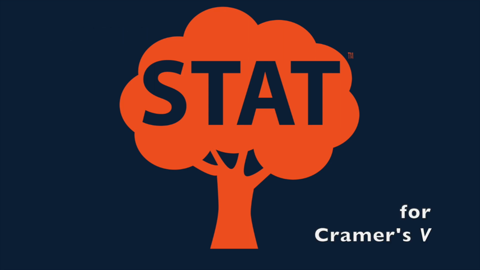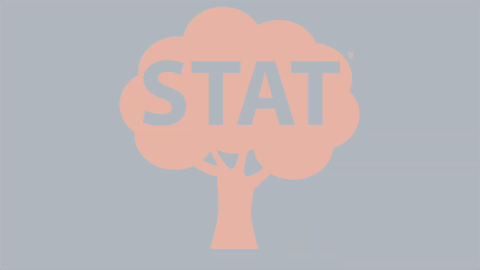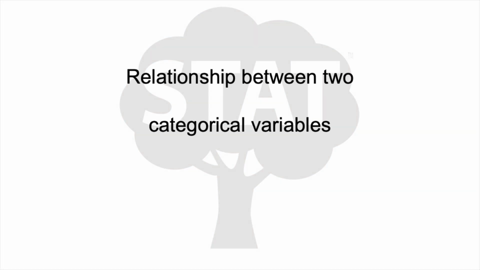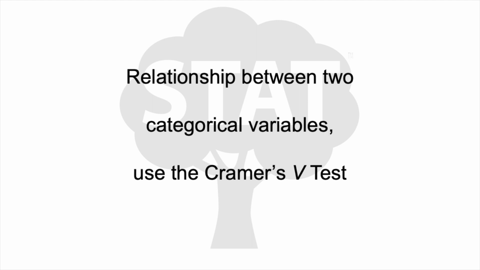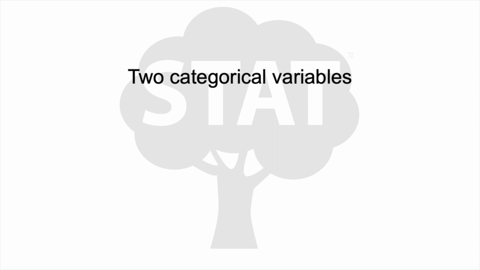Welcome to the StatTree video module for Cramer's V. To test whether there is an association between two categorical variables, the Cramer's V test would be appropriate. You will need two categorical variables in order to run this test.